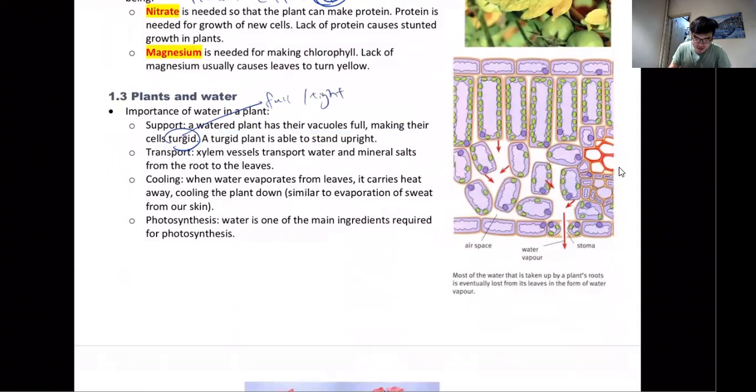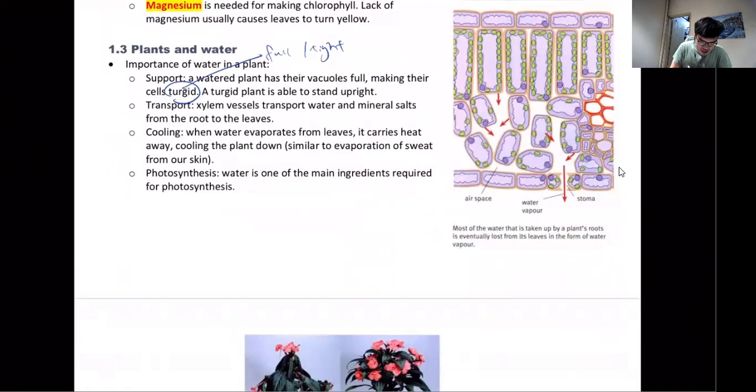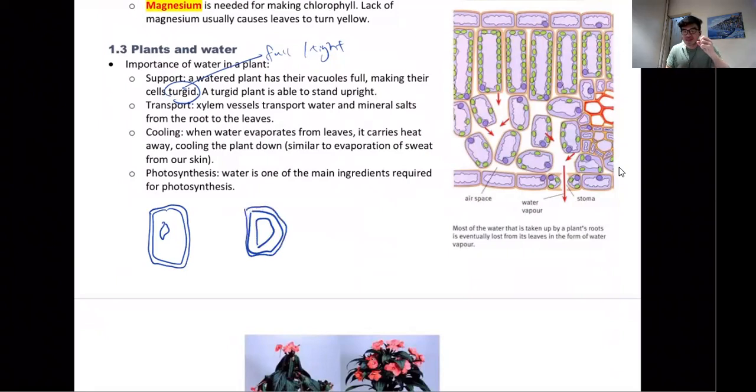As you can see, let me draw. Let's say this is a plant cell. If the plant cell has no water, the vacuole is very small, so the cell is very flat. This is the cell wall, and then the cell is very flat. If you water the plant, the vacuole will be very swollen, and the plant cell will be very swollen too. You see the whole thing is swollen. So when you water a plant, the cells become swollen, and they will stand up straight.